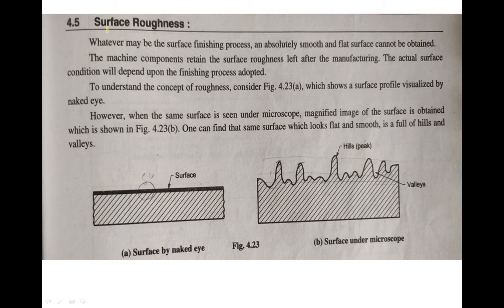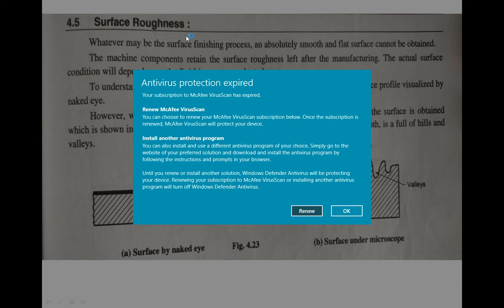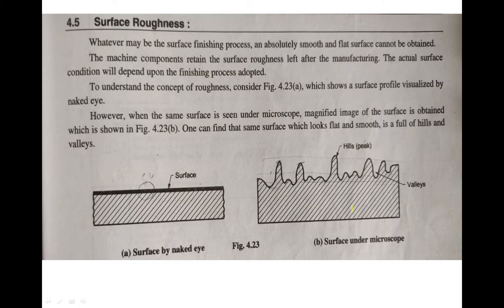To understand the concept of surface roughness, consider figure 2.3a, which shows a surface profile visualized by naked eyes. However, when the same surface is seen under a microscope, a magnified image of the surface is obtained, which is shown in figure 4.23b. One can find that the same surface which looks flat and smooth is full of hills and valleys.